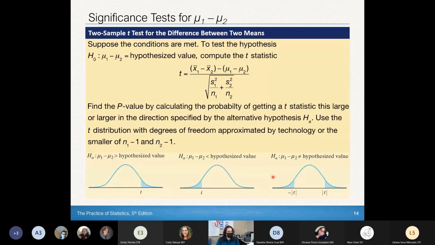So then we get our 2-sample t-test for the difference between two means. This is our inference method when doing a significance test. Suppose the conditions are met to test the hypothesis H naught: mu1 equals mu2 equals a hypothesized value. We must compute the t statistic, which is the same thing we've seen previously. T equals the difference between the sample means minus the difference between the parameters, which would be whatever the hypothesized value of those parameters is, divided by the standard error. We find the p-value by calculating the probability of getting a t statistic this large or larger in the direction specified by the alternative hypothesis H sub a. We use the t-distribution with degrees of freedom approximated by technology or the smaller of n1 minus 1 and n2 minus 1.